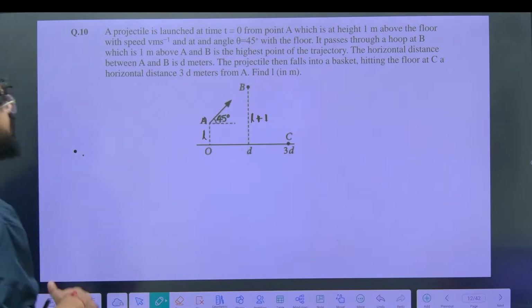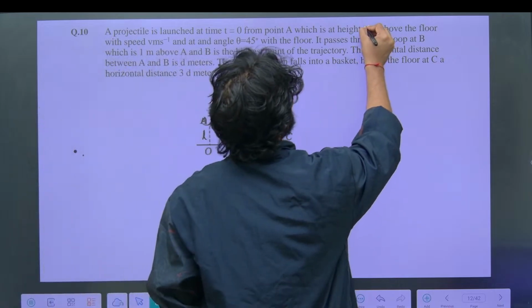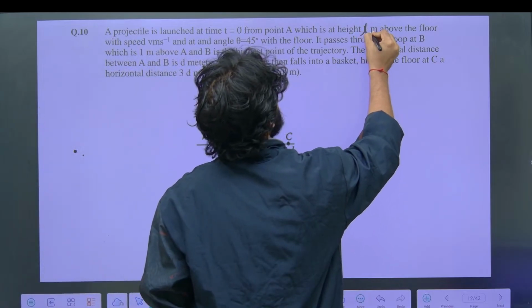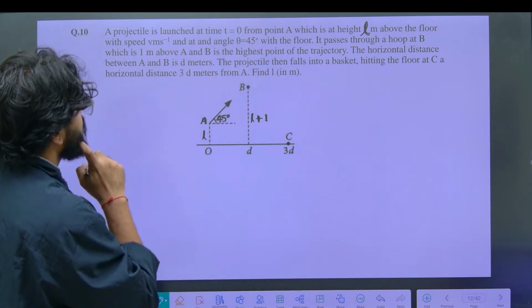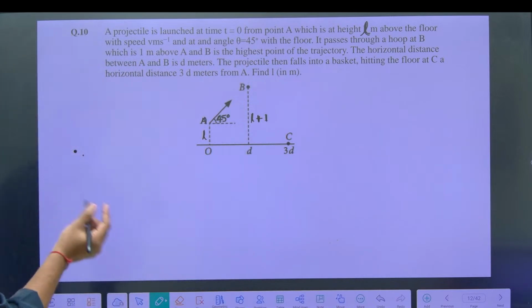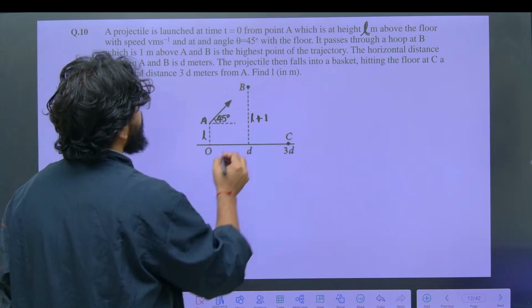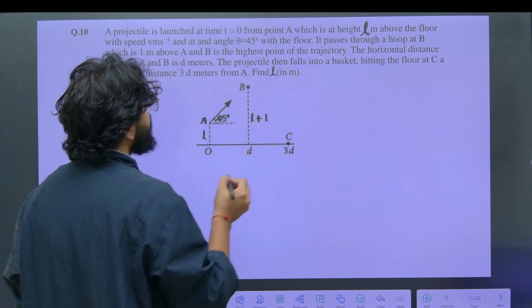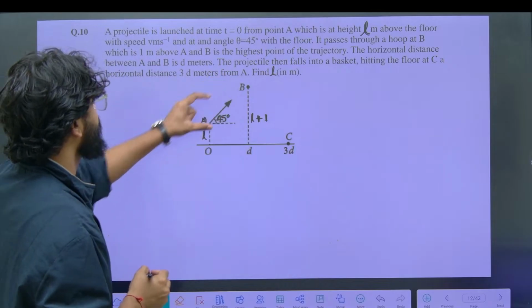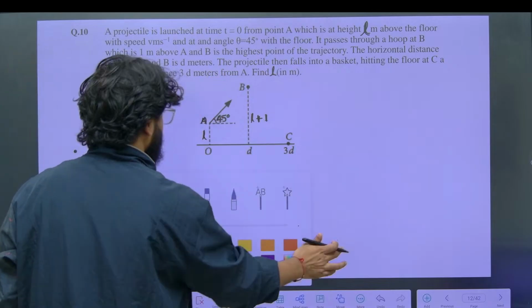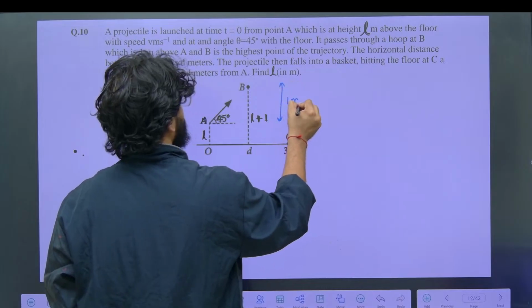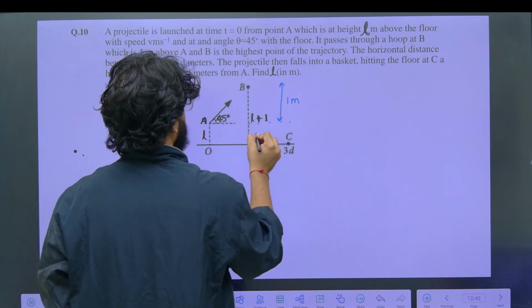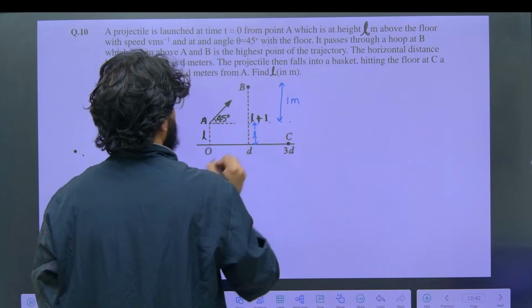I think it is not 1, it is L. Okay, it is L. Let's see. They are asking us to calculate L. Then it will make sense, because this height they are saying is 1 meter, and this height over here is L.